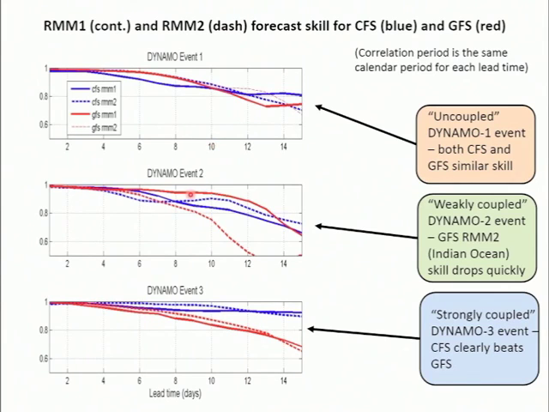For the second event, which was weakly coupled with coherent behavior between SST and convection located within the central Indian Ocean, you can see that for the uncoupled model, RMM2, which again I remind you describes the MJO entering the Indian Ocean, the skill drops really fast in comparison to the coupled model. And for the third Dynamo event, which was very strongly coupled in both the Indian Ocean and the Western Pacific, we can see that the uncoupled NCEP model lost skill significantly faster than the coupled model.